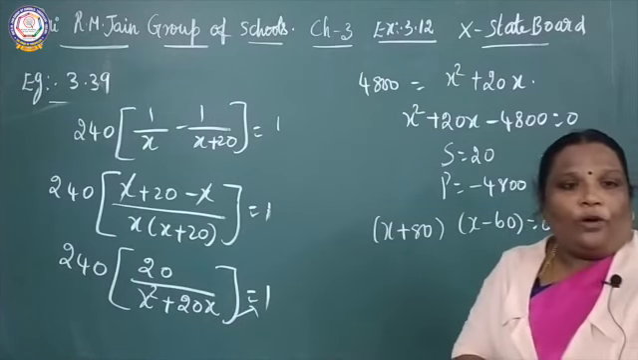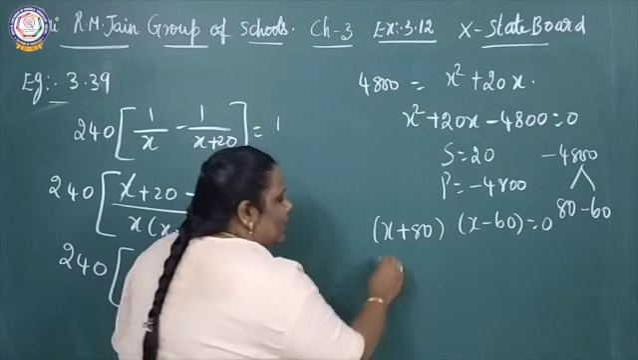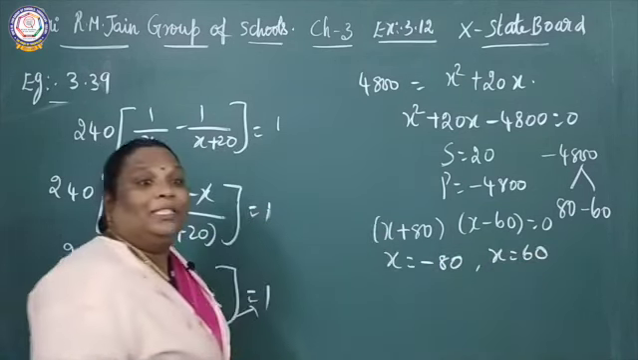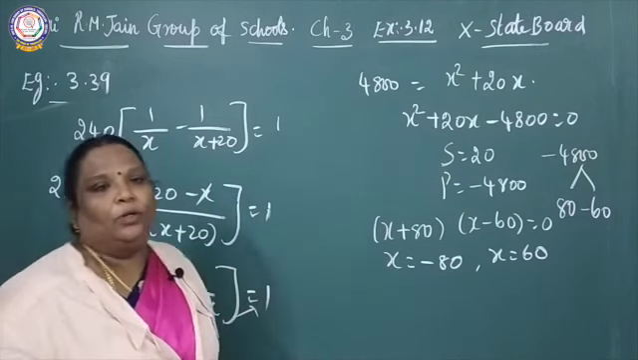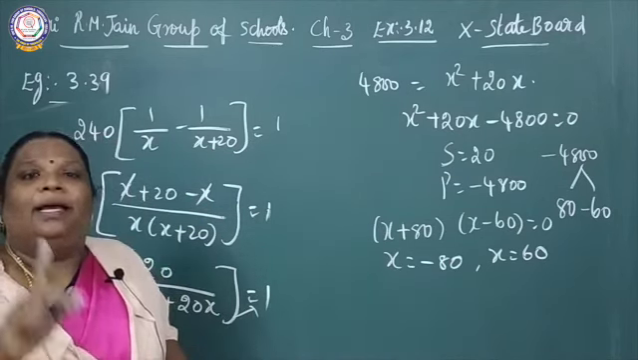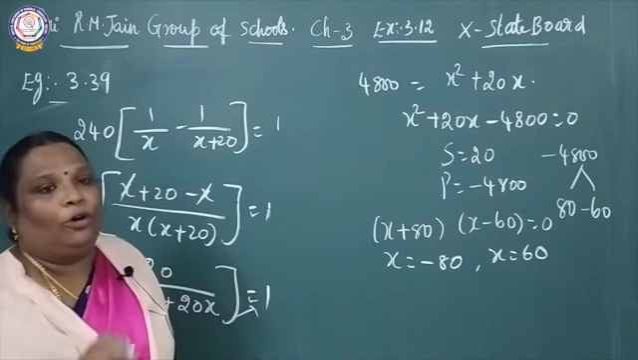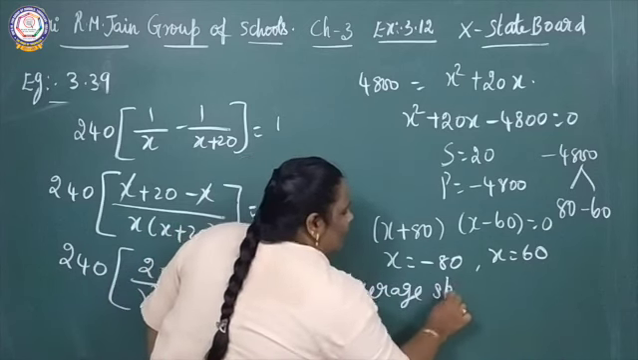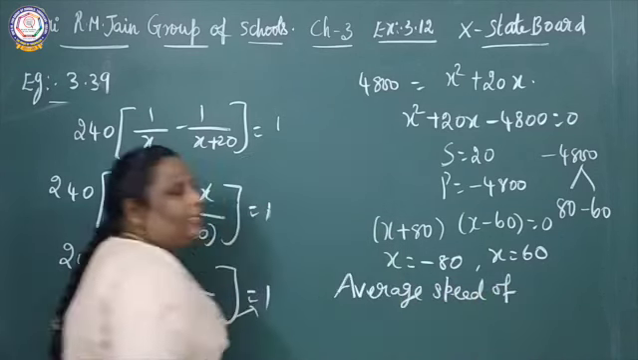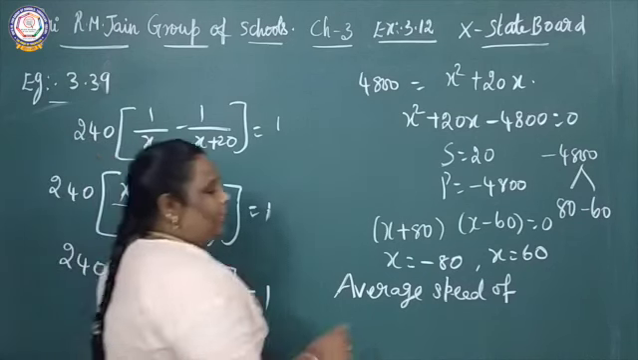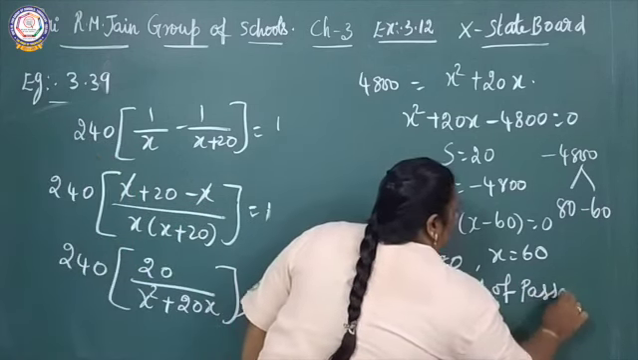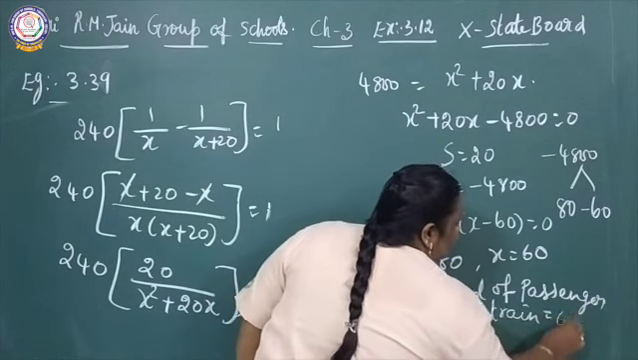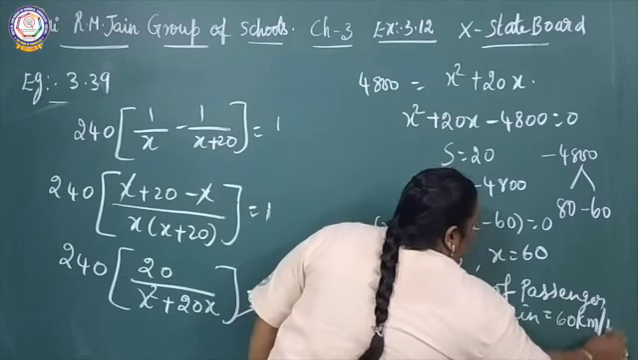What is the value of x? x equal to minus 80, x equal to 60. But the speed cannot be negative. The speed is positive only. So you can choose only 60. So the average speed of the passenger train is equal to 60 kilometer per hour.